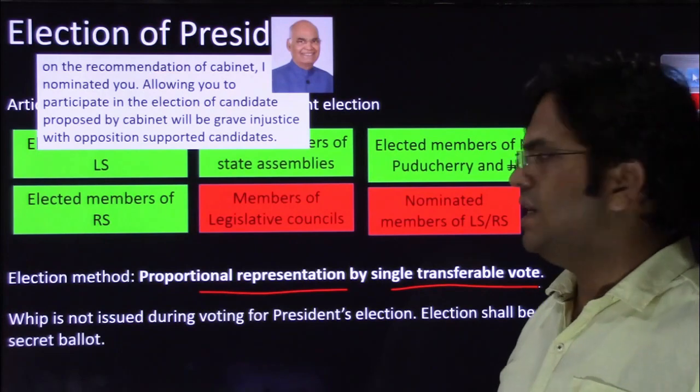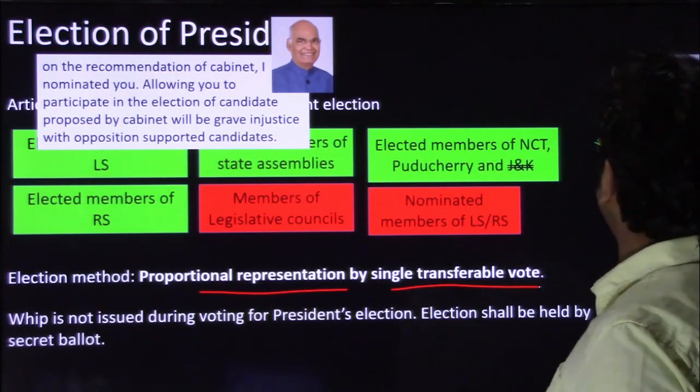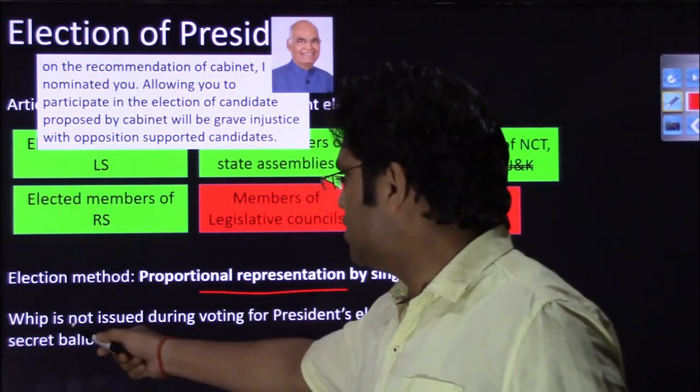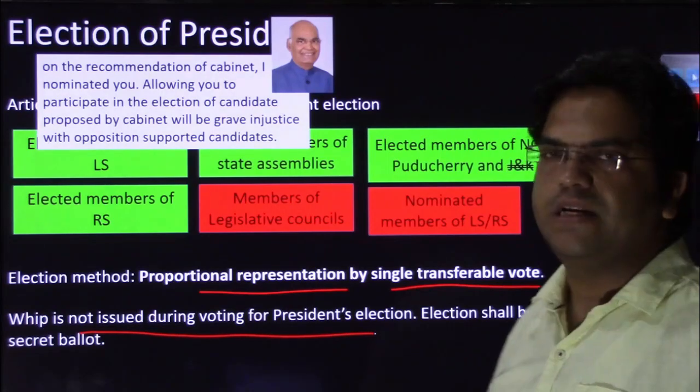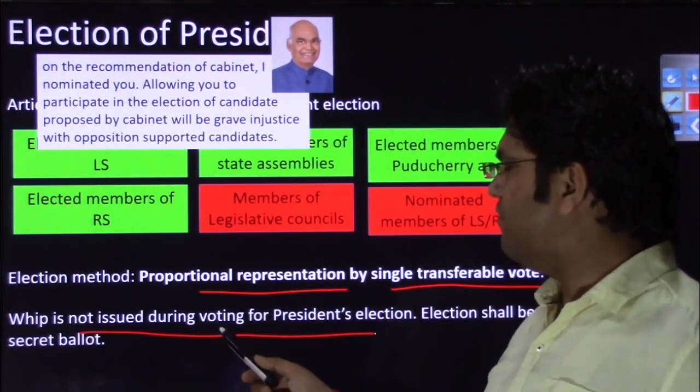The president's election happens by proportional representation by single transferable vote. I will not explain it right now. Then, whip is not issued in the voting of the president election. So this can also be a provision in any of your prelims questions. So why is whip not issued?